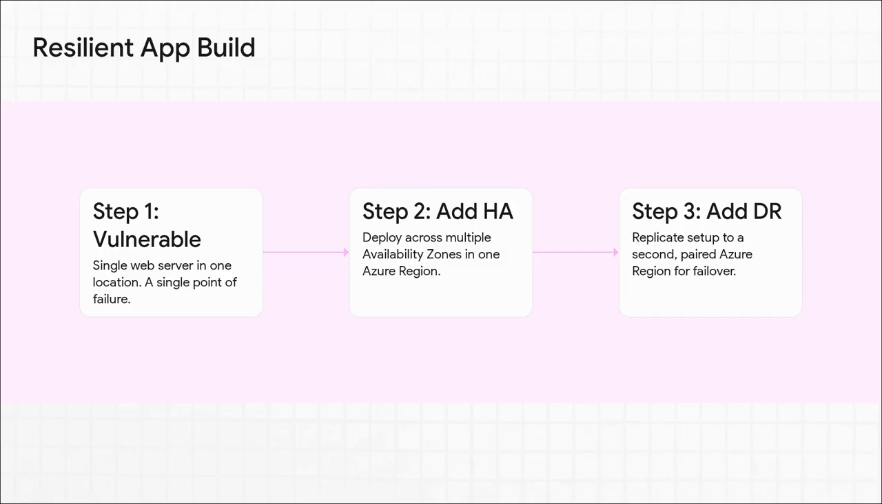But what if the entire region has a problem? Well, that brings us to step 3, disaster recovery. Here, we can use a service like Azure Site Recovery to replicate our whole setup to a second paired Azure region. Then, we'd have something like Azure Traffic Manager sitting in front, ready to redirect all our users to that second region if we ever need to fail over.